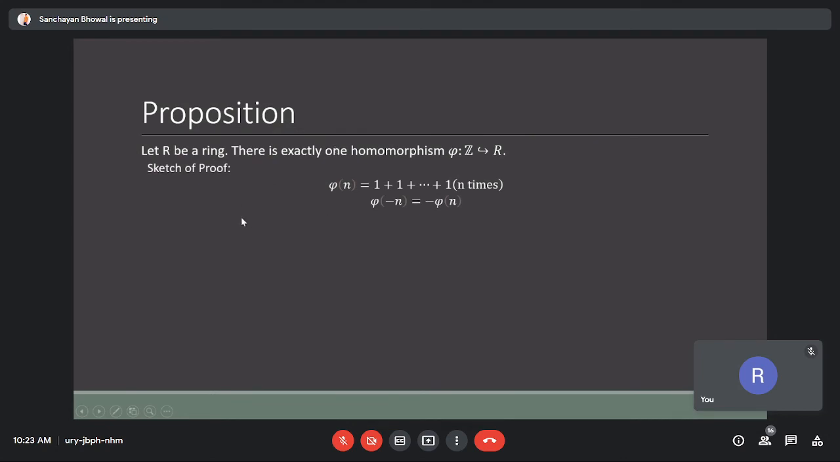Now here comes an important proposition. Let R be a ring. This proposition says that there exists exactly one homomorphism from Z to R, where R is any commutative ring. Now how do we define this homomorphism? We define it like this. We map n, being an element of Z, to 1 plus 1 plus 1, n times. And for negative elements, we define it to be minus of phi of n, the additive inverse of phi of n. Now we can check that this is a homomorphism. We can also check that if there exists another homomorphism, it must be equal to this.